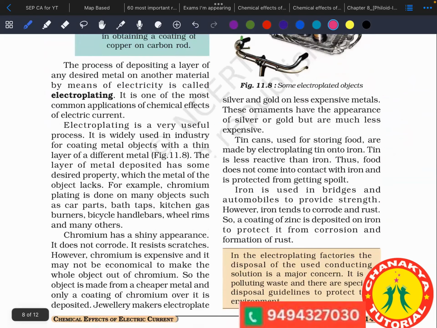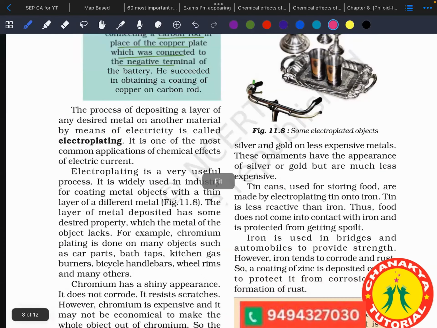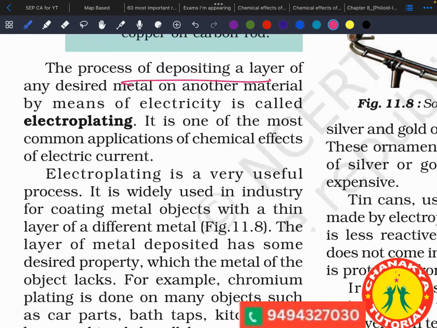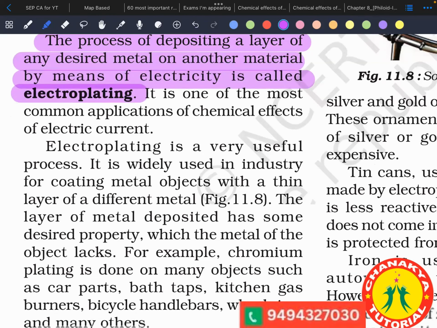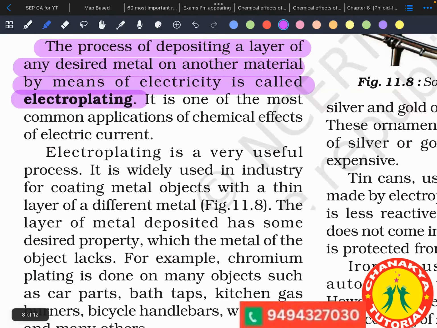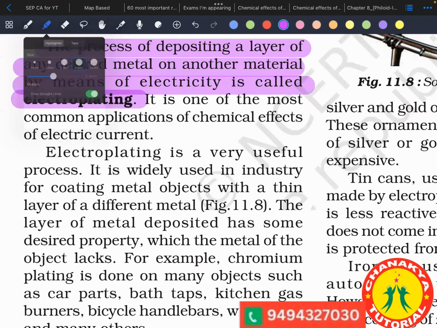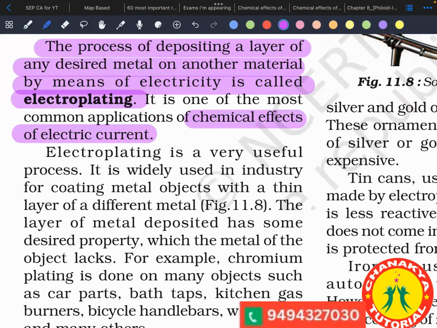Fine. So you can highlight this definition. The process of depositing a layer of any desired metal on another material by means of electricity is called electroplating. So we are using electricity to do this process. It is one of the most common applications of the chemical effect of electric current.